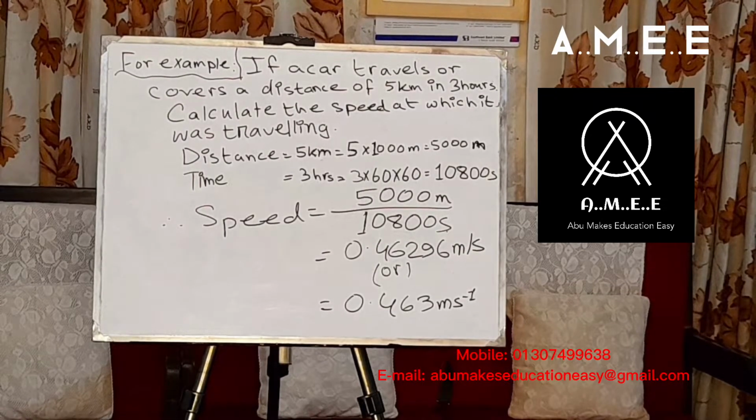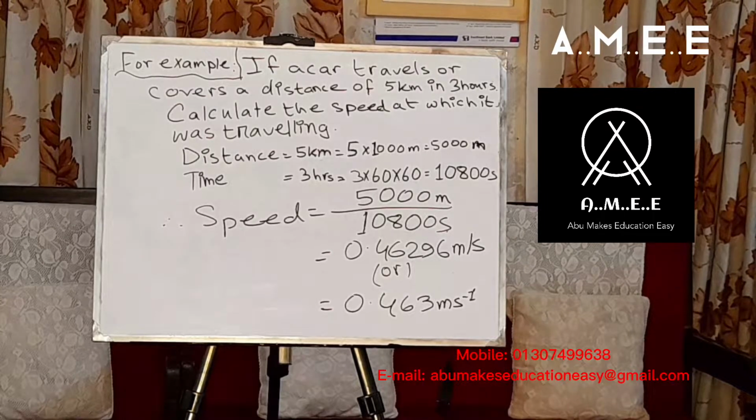According to the formula, speed equals distance by time. 5,000 meter by 10,800 seconds, which gives us 0.46296 meter per second, or 0.463 meter per second. The first answer is written to 5 significant figures after the point, and the second answer is written to 3 significant figures after the decimal.